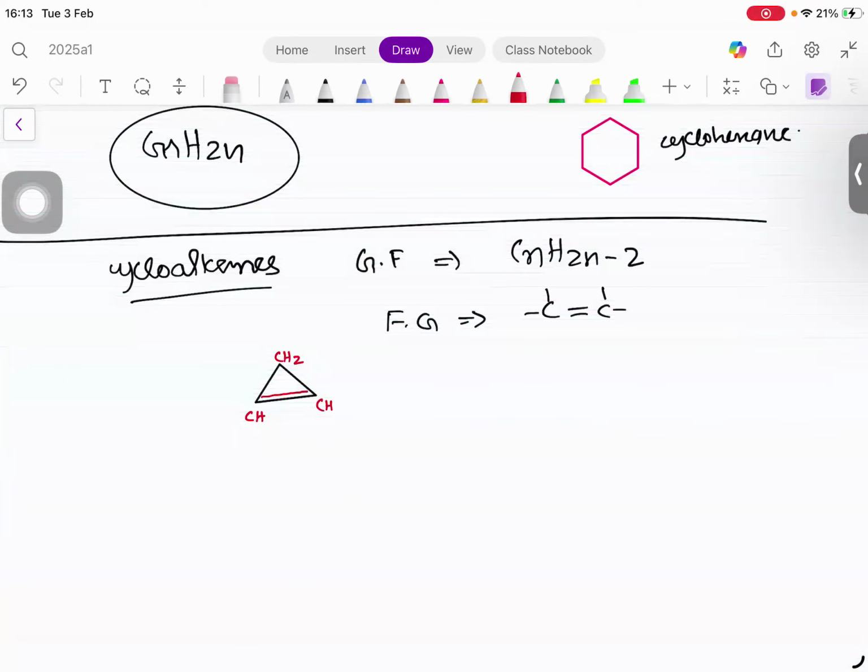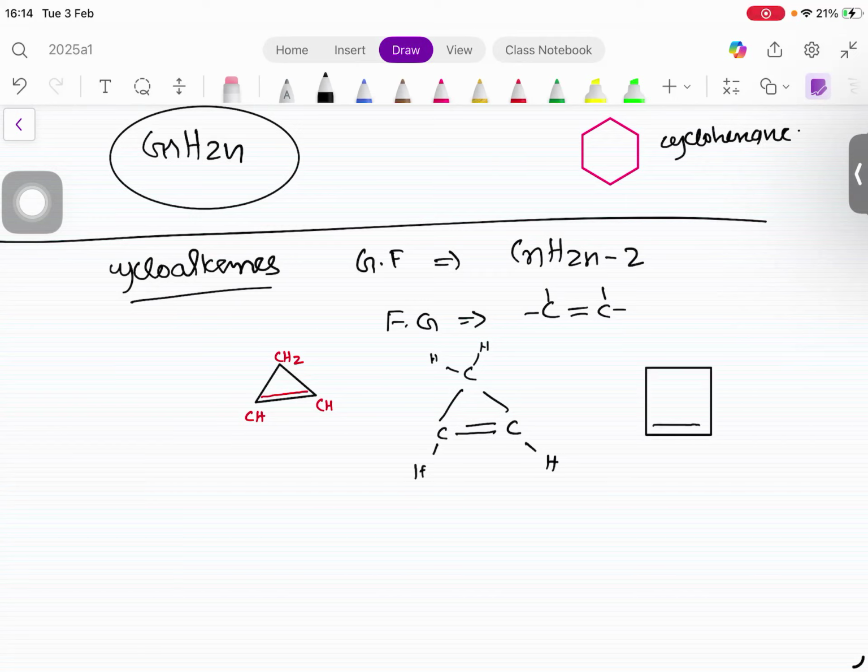Where do we write the CH and CH2? No, I just wrote it to show you that it is CH2 like this. So wherever there is a double bond, we have to understand that the carbon has only 1 hydrogen there. This is what? Cyclobutene. This is what? Cyclopentene. This is what? Cyclohexene. And so on.